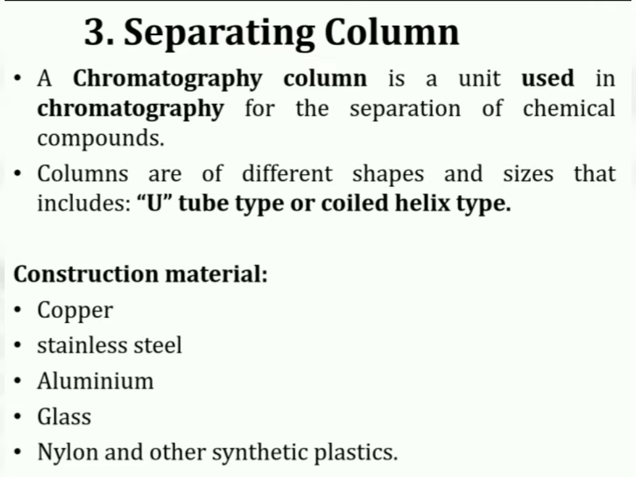Next important part of the instrument is the separating column. A chromatographic column is a device used in chromatography for the separation of chemical compounds. A chromatographic column contains the stationary phase, allowing the mobile phase to pass through it. Chromatographic columns of different types are used in both gas and liquid chromatography.